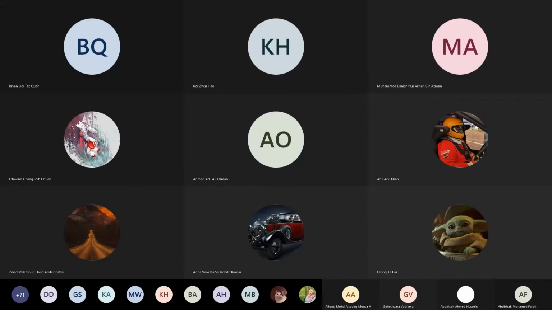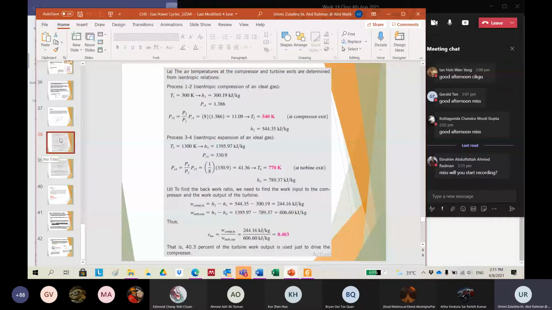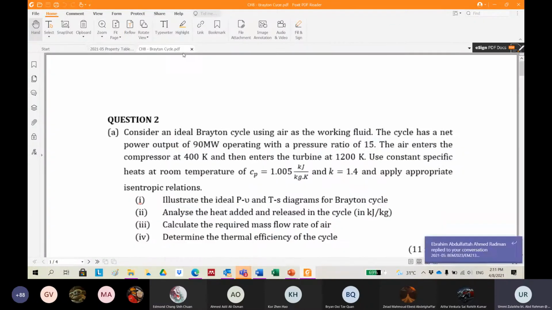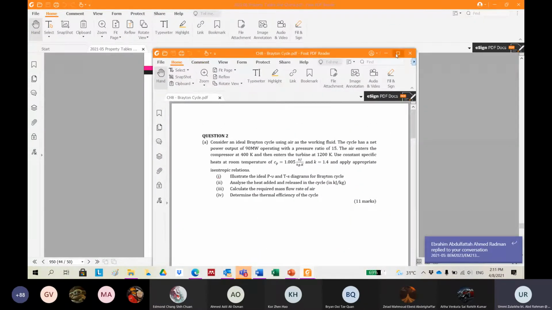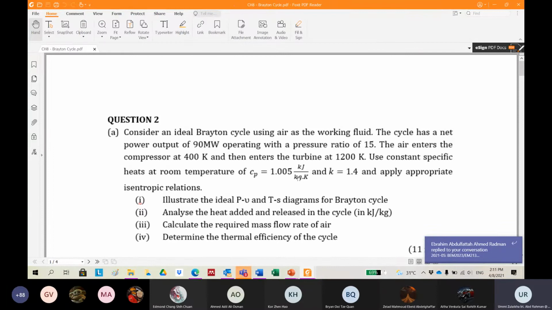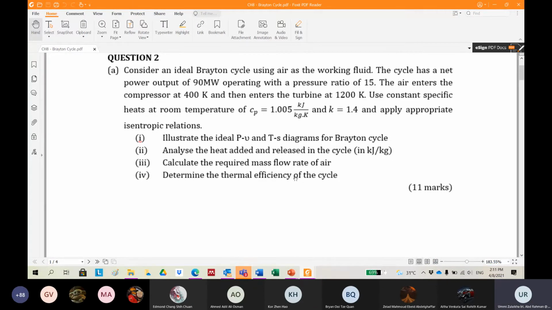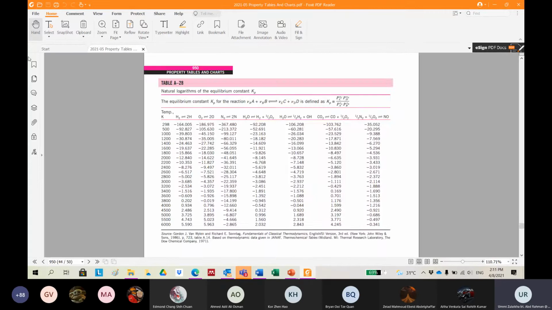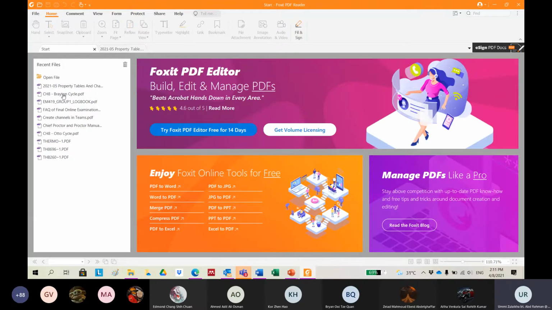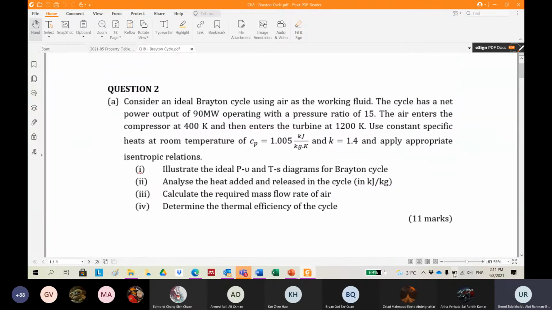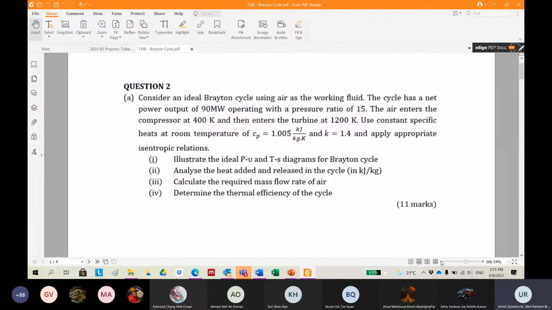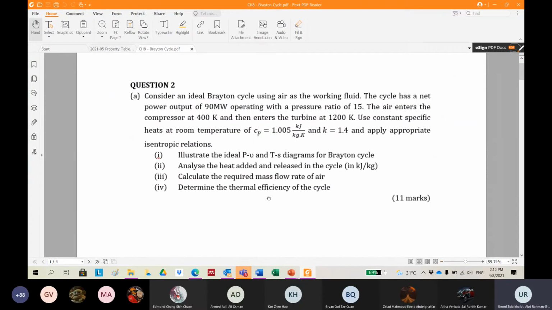This example, I have prepared some example. This is from a past year test. One moment, let me open it again. Okay, this Brayton cycle. I'm going to discuss this example today because your test 2 will be something similar to this.